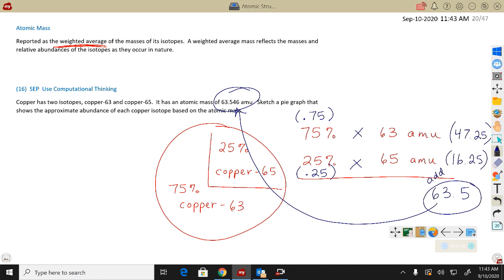So you can kind of guess and check. Take your estimated percentages, multiply them as a decimal times the mass of each individual isotope, and then you add those fractions. And I could also look at that number, 63.546, and I could tell right away that it's a lot closer to the 63 than it is 65. So right there I know that copper 63 is the more abundant isotope.